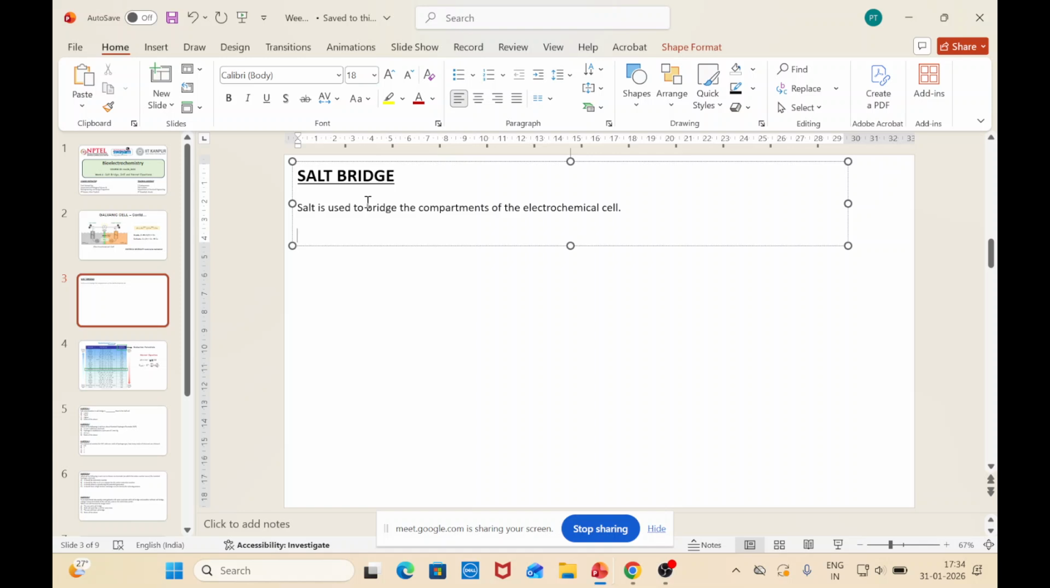So if you write, can anyone tell me what will be the reaction on the anodic side, oxidation? Cadmium is going to form cadmium 2+, and then donate, or you can say release, 2 electrons.